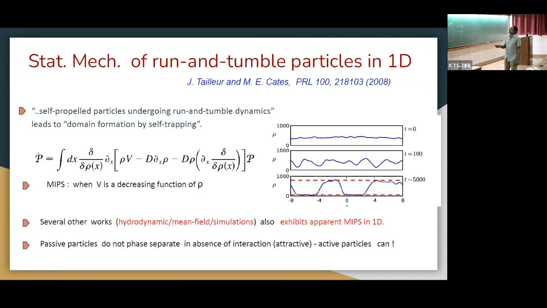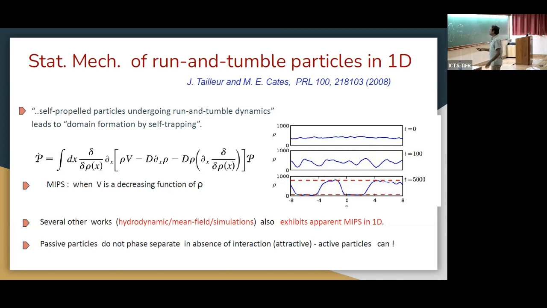So this was stated, I'm putting it here: self-propelled particles undergoing run and tumble dynamics lead to domain formation by self-trapping. This is a kind of phase separation which has been known earlier, and there are several other works; this is just one example. I'm talking only of one dimension: hydrodynamic, mean-field, and simulations also exhibit this apparent phase separation in 1D. The passive particles do not phase separate in the absence of interaction, as we have seen, and of course in the absence of attractive interaction. So what we see is that active particles do phase separate, it looks like.